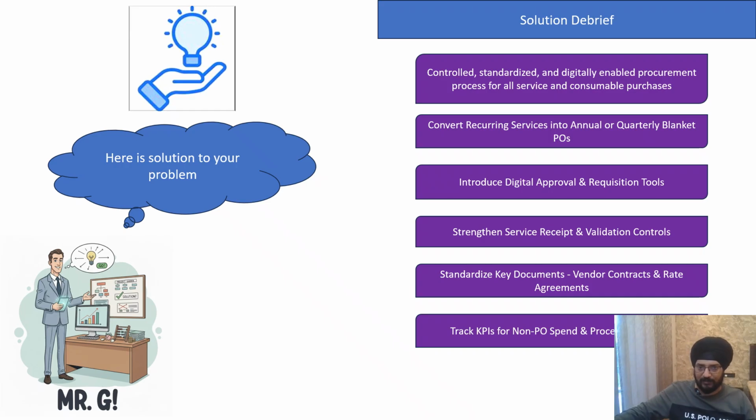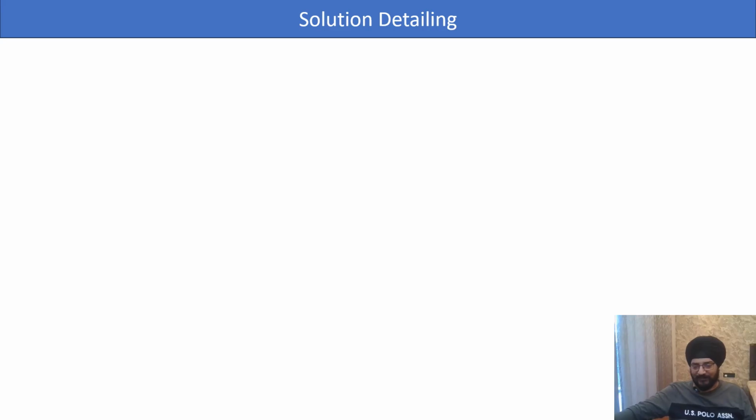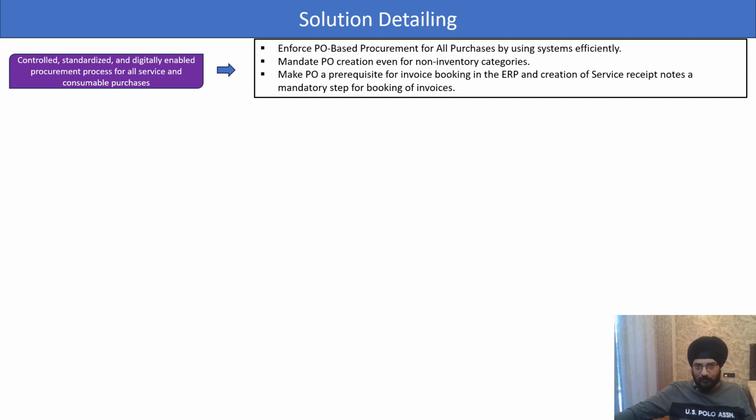So let's move to the next slide and see the exact solution being provided. Okay, so solution detailing. Enforce PO-based procurement for all purchase orders. This is the demand of today's world. Again, as per our recommendation, all expenses should be backed by PO, but if the organization wants, they can still continue with non-PO, and they have to make sure that they address the concerns and challenges that we have highlighted.